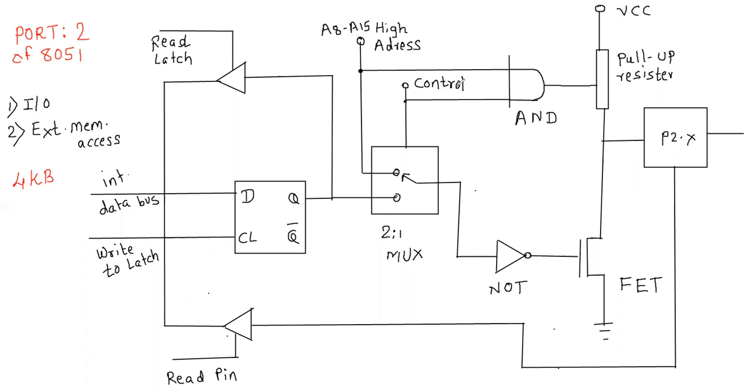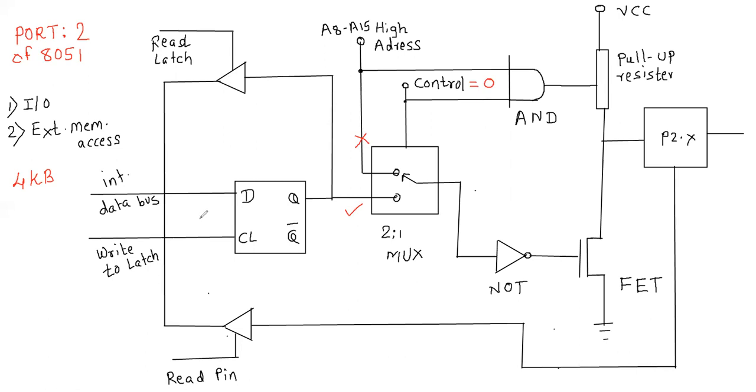How to distinguish between the two functions is done by the microcontroller port 2, and that is explained by this control line. When this control line is equal to 0, that means it is acting as a select input for the 2 is to 1 multiplexer. Now when this control line becomes 0, this input is enabled and this input is disconnected. So now the microcontroller is performing only the input and output related operation.